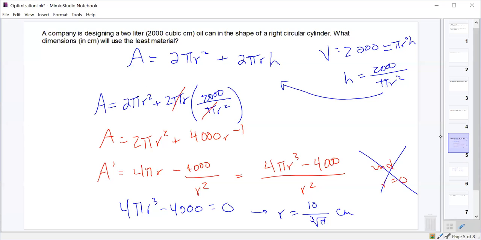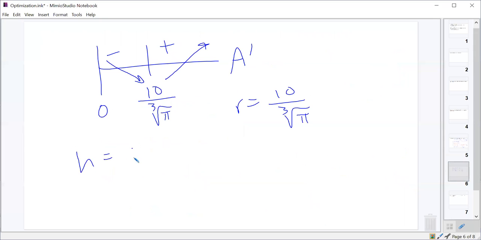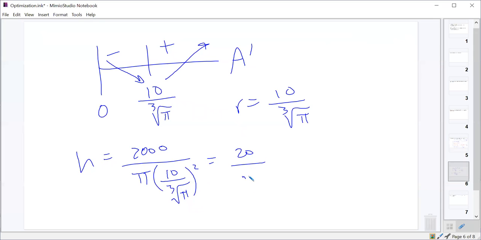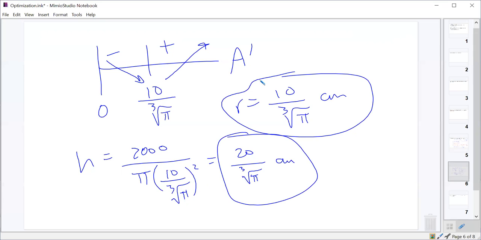And I don't know, it asks probably for the dimensions that use the least material, so we'd also have to find the height. So height would be 2,000 over pi times that radius squared, which should simplify out pretty easily also, right? This is 2,000 over 100, right? 10 squared is your 100, so that should just give us 20 in the numerator. And then we've got pi over pi to the 2/3. So pi over pi to the 2/3 is pi to the 1/3. So radius of 10 over the cube root of pi with a height of 20 over the cube root of pi. Good or no?